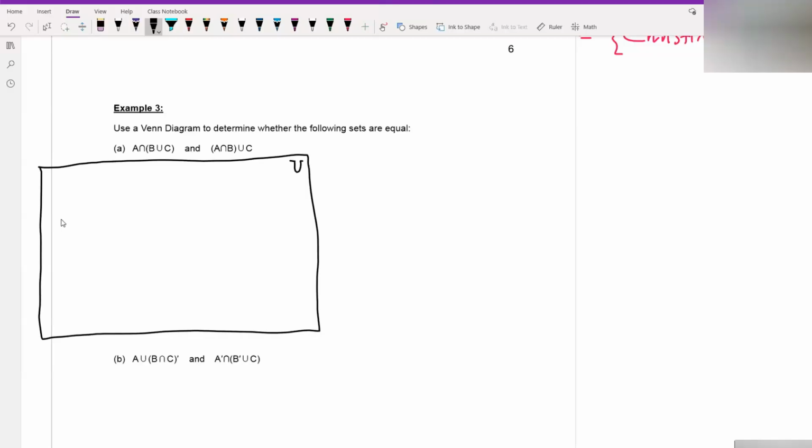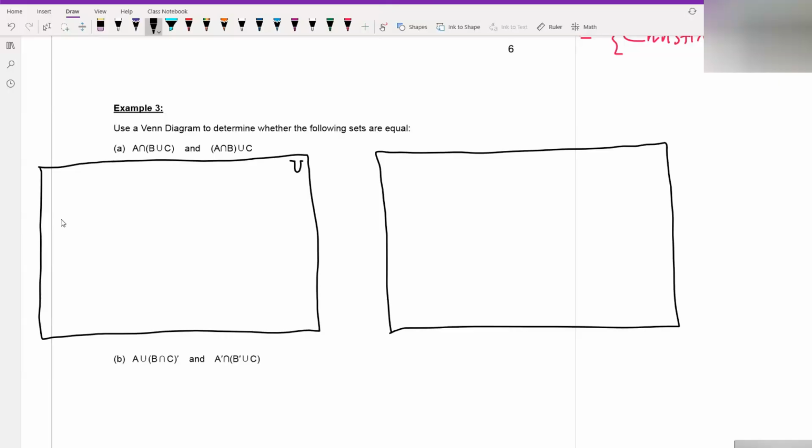I will draw two universal sets. First, on the left side, I'm going to work on A intersection B union C. So first I have B union C. That is the only difference between these two, because if I read it the same as A intersection B union C, but B union C is in parentheses, we have to find that part first.